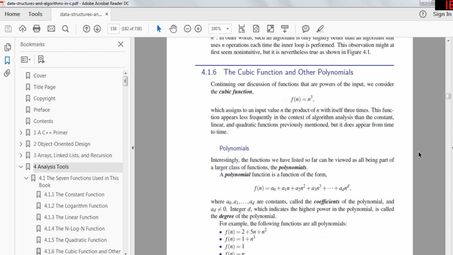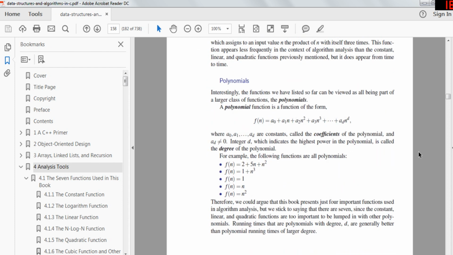Okay, now let's talk about cubic functions and other polynomials. Another function we use is the cubic function, which assigns to an input value n the product of n times itself 3 times. This function appears less frequently in the context of algorithm analysis than the constant, linear, and quadratic functions, but it does appear from time to time.